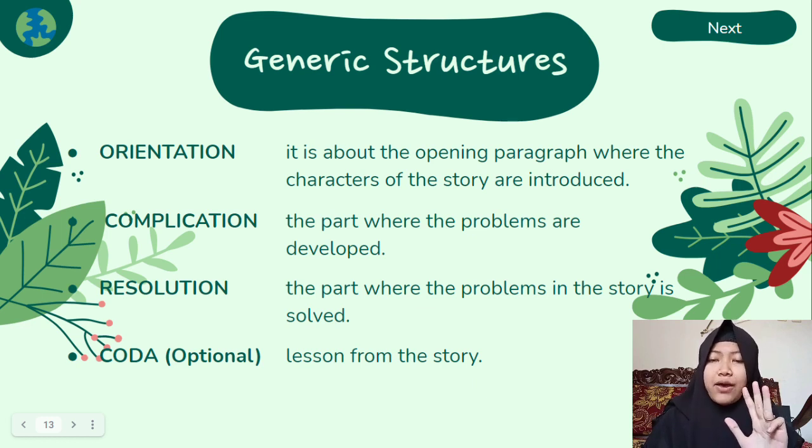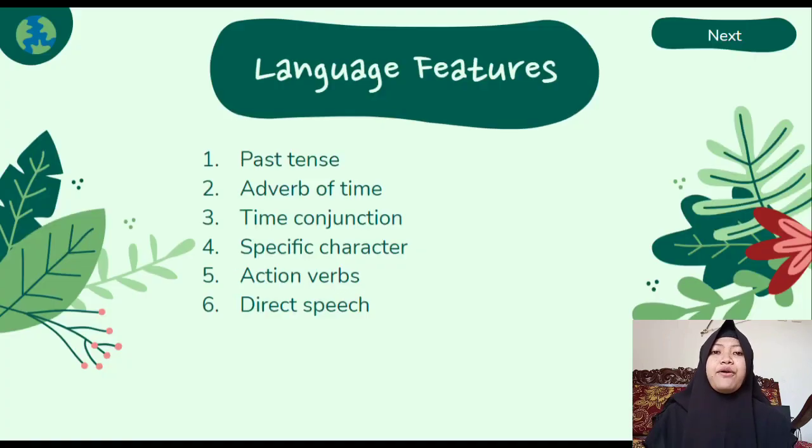And lastly, it is coda, or it is familiarly called reorientation. This part is optional because it contains the lesson from the story, and all stories have a moral value. However, as an author, we can include it explicitly or implicitly, so it's up to the author, okay? And now moving on to the language features of narrative text.